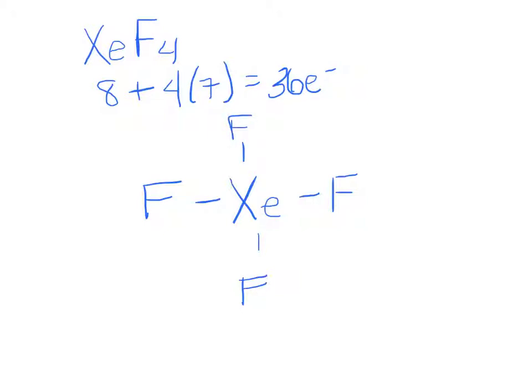Now each atom wants a full octet, so we'll start out by just giving all the atoms 8 electrons. So we can see xenon has 8 electrons and each fluorine now needs 6 more. Once we've done that, we can now count up the electrons in our structure. After counting them up, what we can see right now is that we only have 32 electrons in our structure if we give everything a full octet.